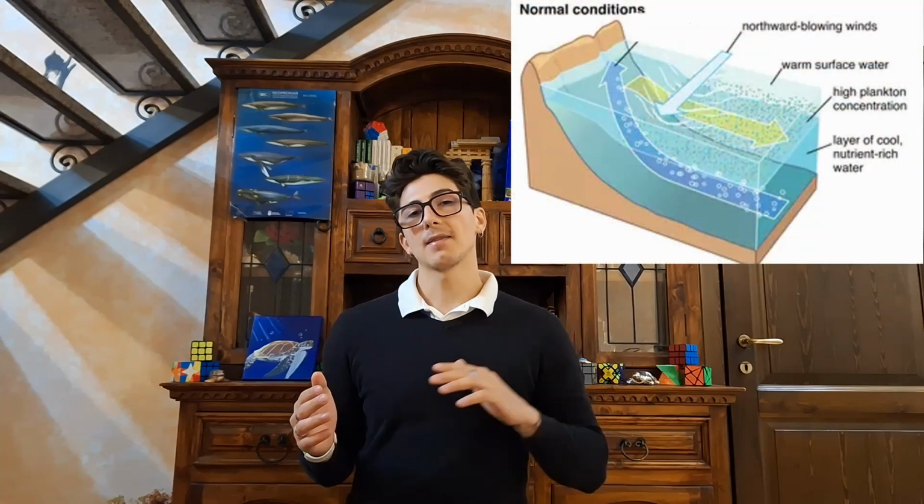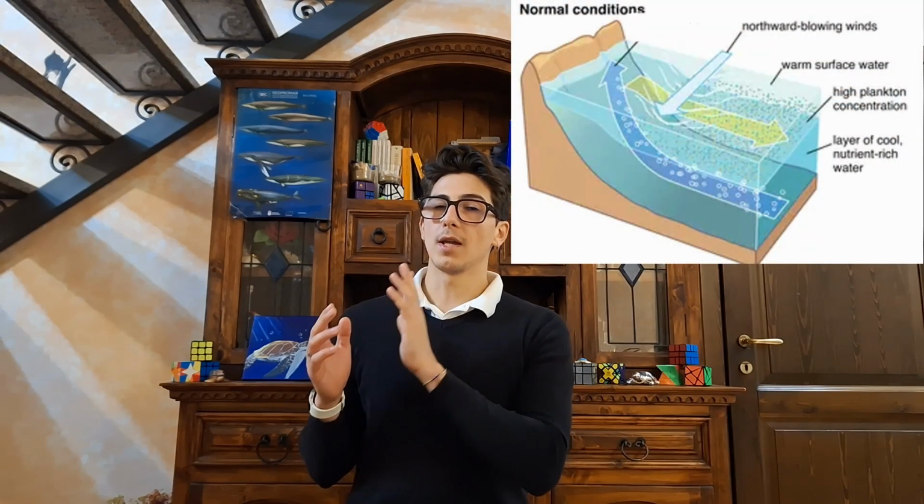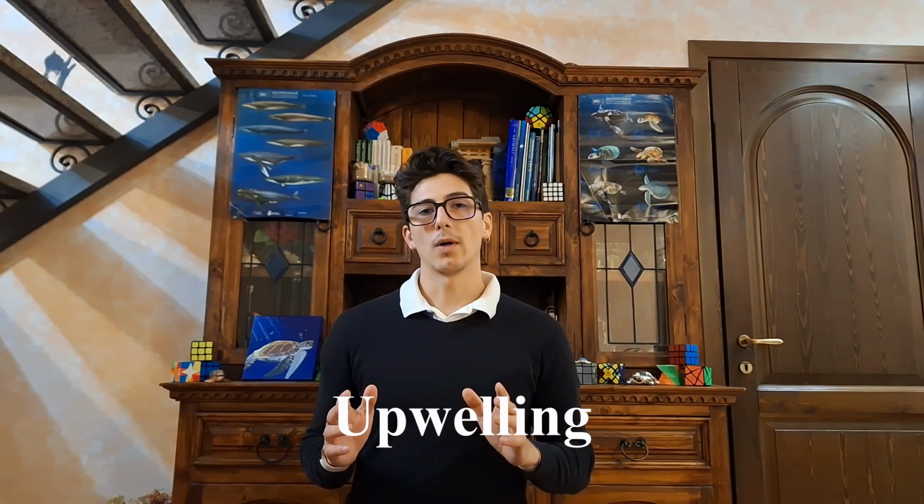Also, when we have deep currents and one of them goes through a coast, it brings up nutrients with it. This phenomenon in oceanography is called upwelling. With this high concentration of nutrients and with the sunlight, the algae start to grow, forming a bloom, and become the first part of the food web.